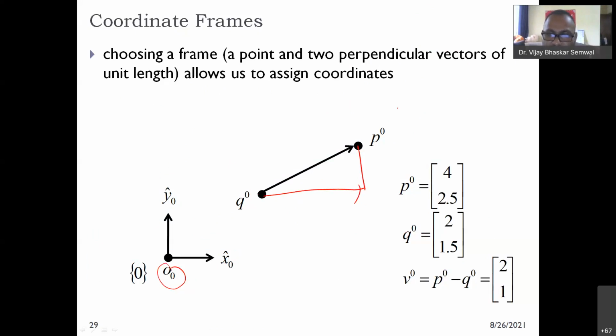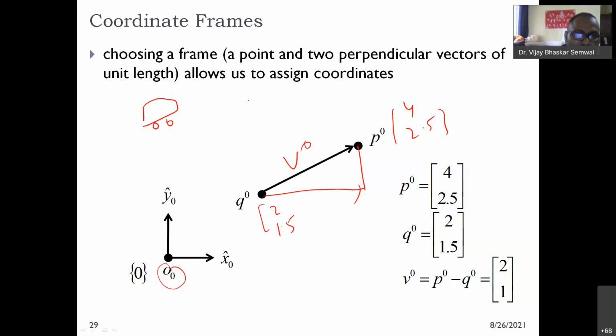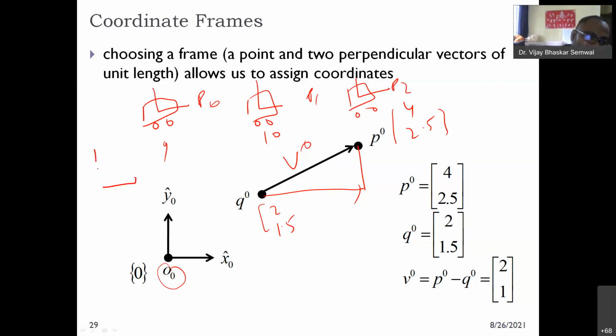P naught is, if 4 and 2.5, Q naught is given 2 and 0.95. The value of this V naught will be P naught minus Q naught. So choosing a frame, because there is one fixed frame, with each object there will be one fixed frame and one base frame. Suppose the bus is moving, it keeps continuously moving. At 9 it was here, at 10 it was here, at 11 it was here. So the body coordinate frame is always moving with the bus. So position P0, P1, P2 is changing for the bus.